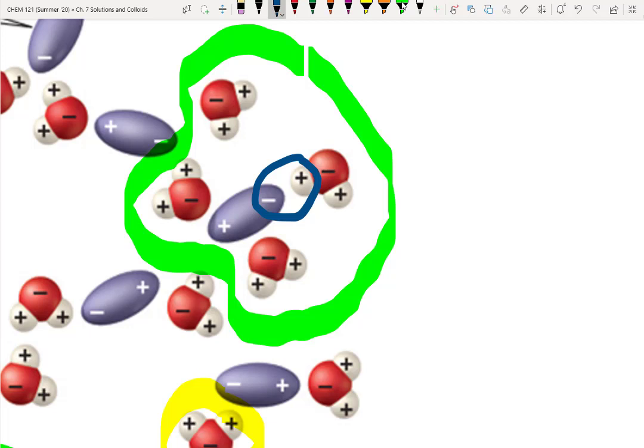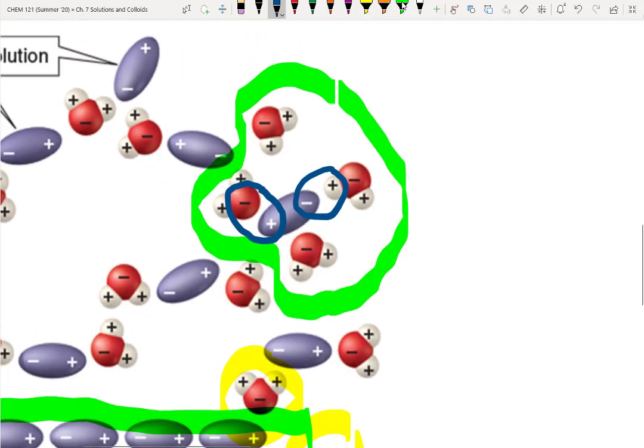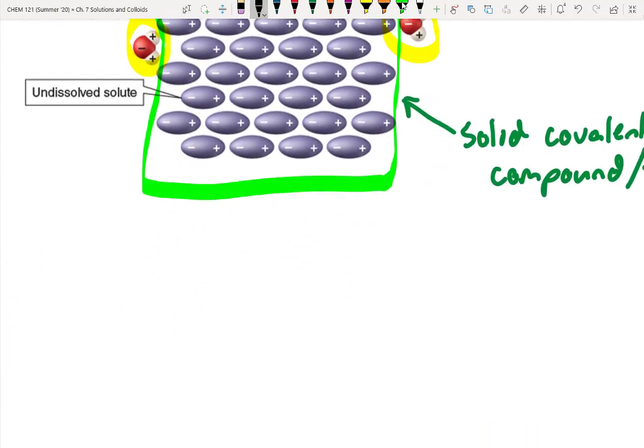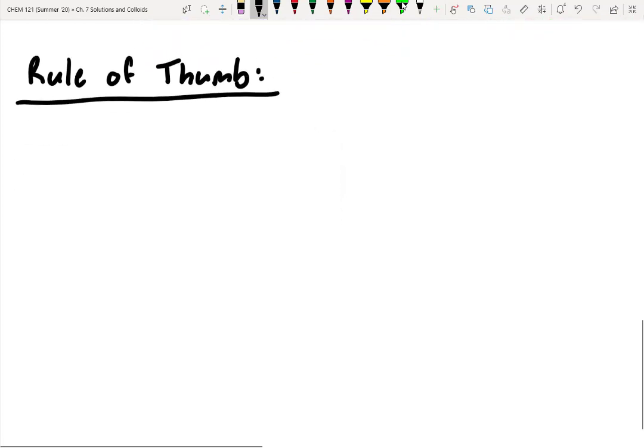If we've got a partial positive, that's going to be attracted to the partial negative on water. So it's going to orient itself a little differently than with anions, depending on where the partial charges are within the covalent compound. However, this leads me to the next important rule. And this is a good rule of thumb. In fact, that's what we're going to call it. And the rule of thumb is quite simple. It basically states that like dissolves like.